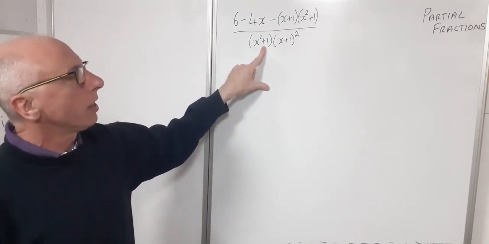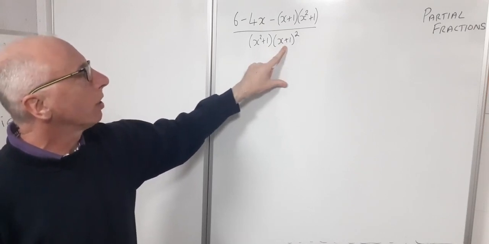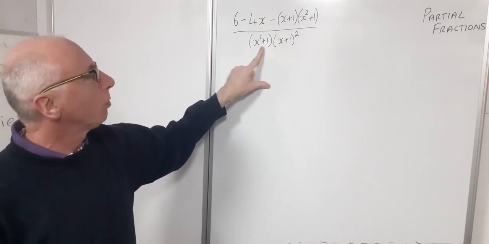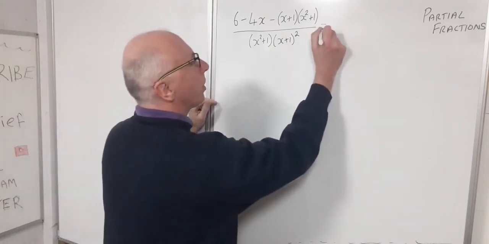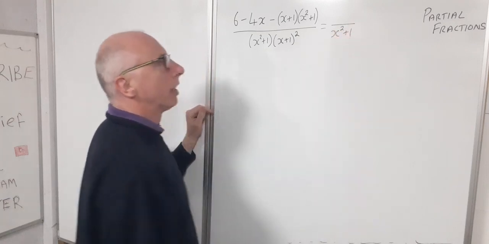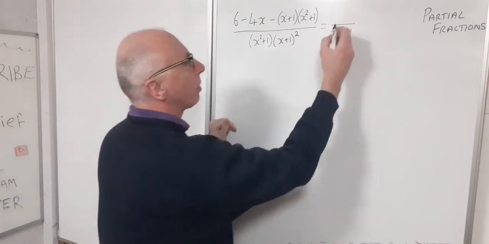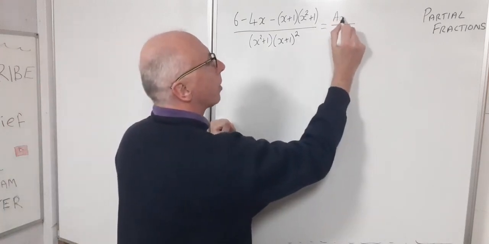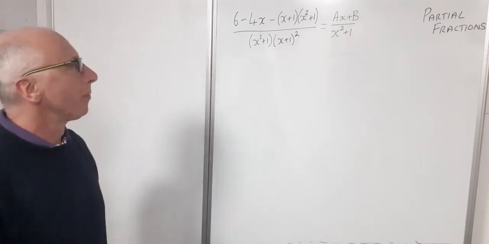Now, these two terms here, what we can do is break them apart, and x squared plus 1 will become one of our partial fractions. So our first building block will have x squared plus 1. Now this is quadratic, so we need a linear term in the numerator. So I'll set that up with ax plus b as the building blocks for that one.